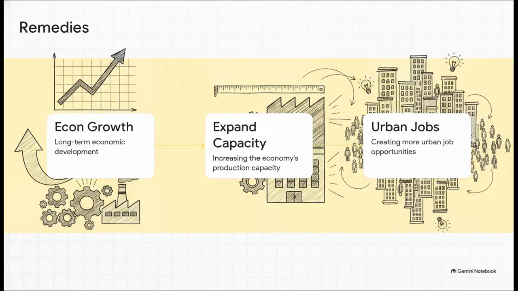All right, so how do developing economies actually fight back against all these faces of unemployment? Well, based on our source material, you can't just slap a Band-Aid on it. The solutions have to be foundational. It requires massive, long-term economic development. It means actively expanding the economy's production capacity to actually catch up with rapid population growth. And it absolutely requires significant urban job creation to pull people away from the overcrowded, disguised unemployment of rural agriculture.